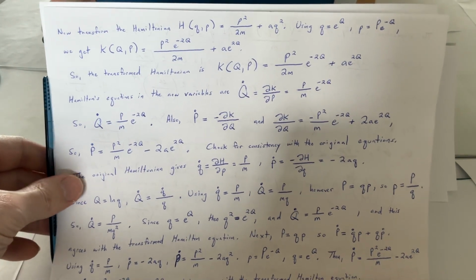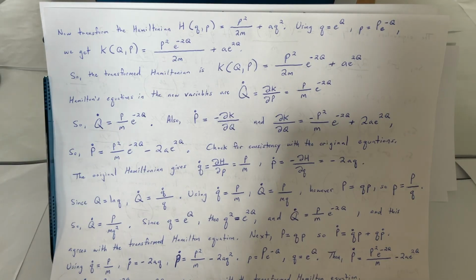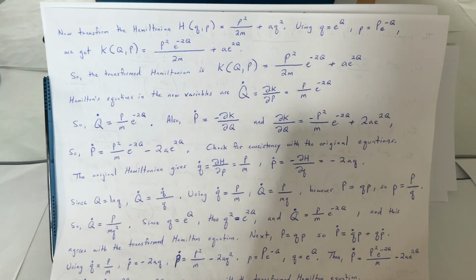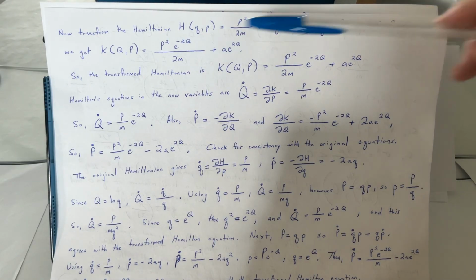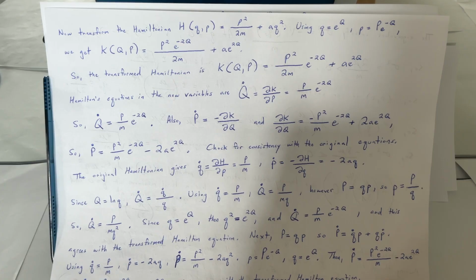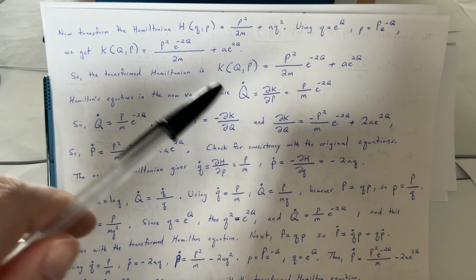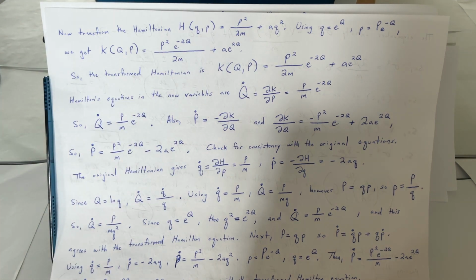Okay, so we transform the Hamiltonian now. Up here in the first line, transform the Hamiltonian H(q, p) = p²/2m + Aq². Using q = e^Q and p = P e^(-Q), we get the following: K(Q, P) = P² e^(-2Q)/2m + A e^(2Q). So the transformed Hamiltonian is K(Q, P) = P²/2m e^(-2Q) + A e^(2Q).